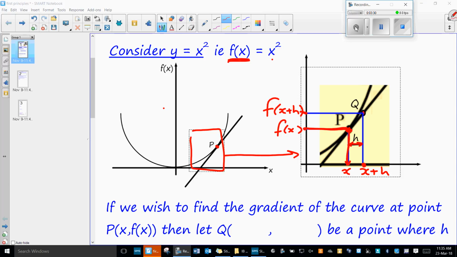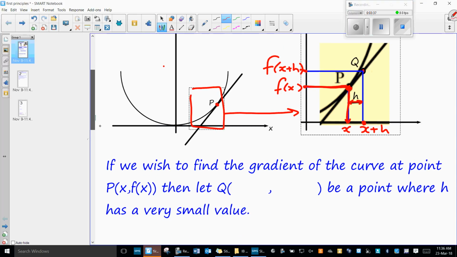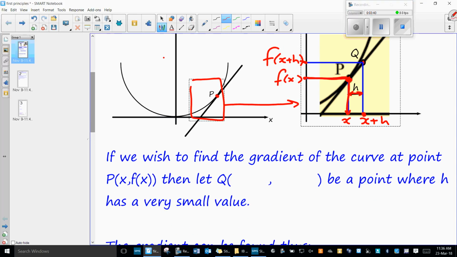Let me pause. All right, so let's actually fill in these gaps here. We've looked at the diagram. If we wish to find the gradient of the curve at the point P, then we're going to let Q be x plus h. We talked about that already, and we said that the y coordinate would be f of x plus h. And that's a point where h is really small, so it's so close to P, but just a tiny bit away from it.